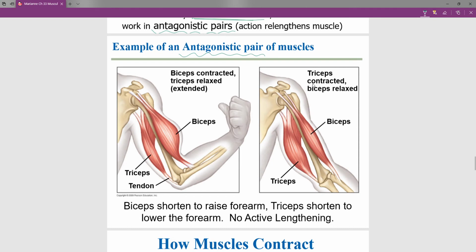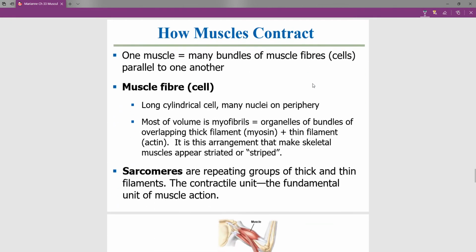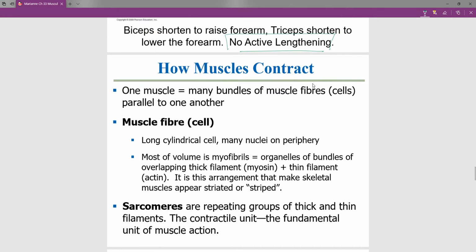because muscles can only actively shorten. And so that's what we're talking about here. There is no active lengthening. It's either contract or relax. And that's basically the key component that antagonistic pairs are trying to talk about. How muscles contract and this idea of the sliding filament theory is where we're going.